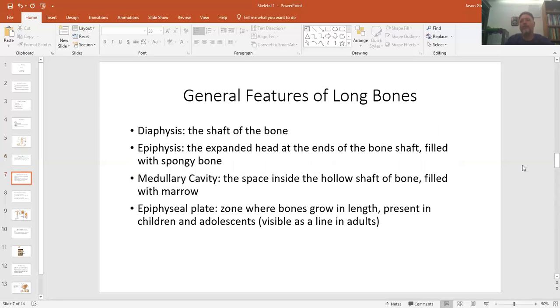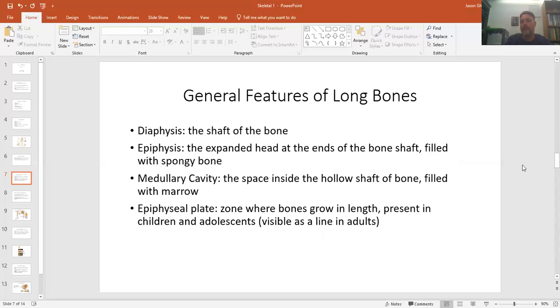So we're just going to focus on a long bone, all right? The features and general features of a long bone. The shaft of the long bone is called a diaphysis. All right, you need to know these terms. The very ends of the bones are called the epiphysis. You'll have a proximal epiphysis and a distal epiphysis, depending upon, again, the point of attachment, because those are your directional terms.